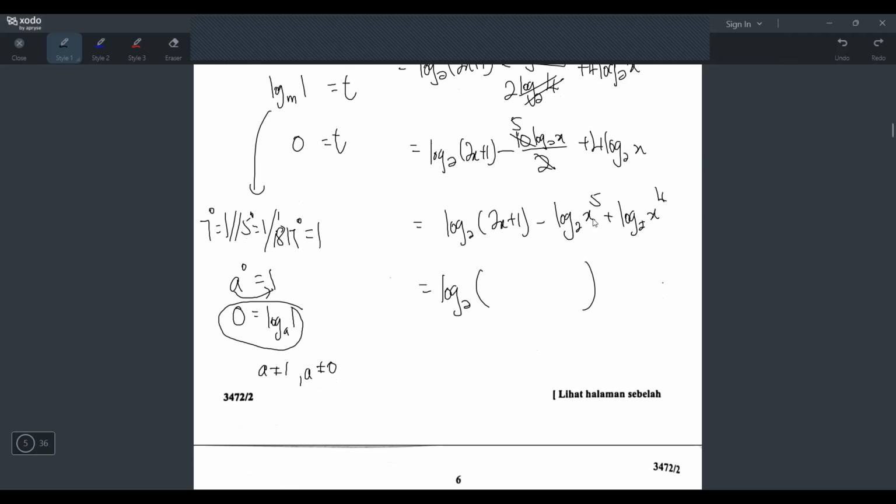But separate log minus becomes single log bahagi. So it becomes 2x plus 1 divide x power 5. All right. And you understand, right? Why divide? It's because minus. Okay. It's because minus. Minus jadi divide, right? Then what about this one?